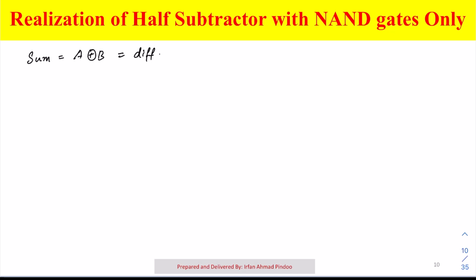In our earlier videos, we have already implemented half adder with NAND gates, and there we solved this particular equation, which is A bar B plus AB bar, and once we solved it, we got one certain form of equation. So I will show you that once again.